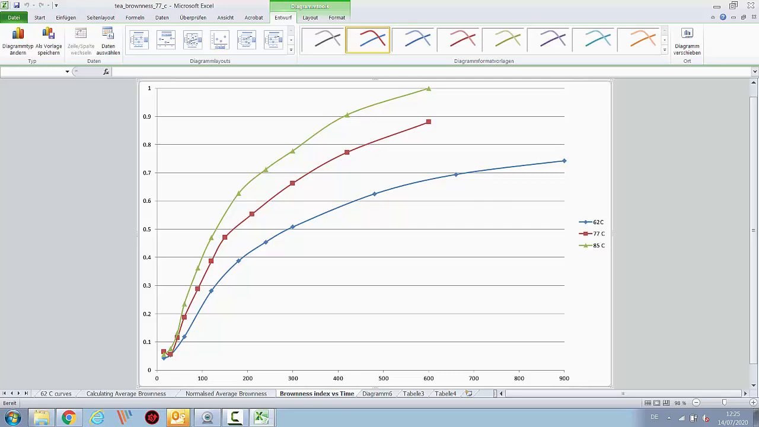As we can see, it's out of 1. The 62 degrees centigrade one comes out as the lowest brownness, the 77 comes out higher, the 85 comes out higher, and this 600 point is the one that we've used as our reference for 1. Our actual final value would be higher, but we never got there.